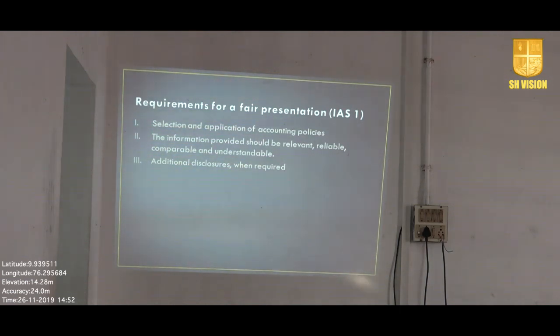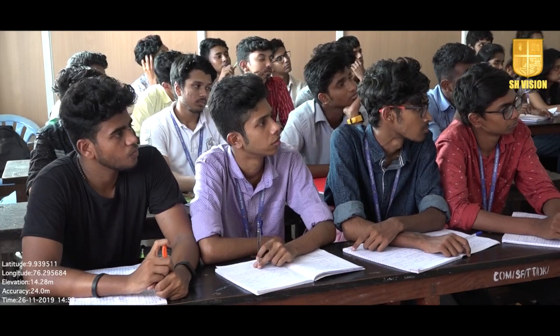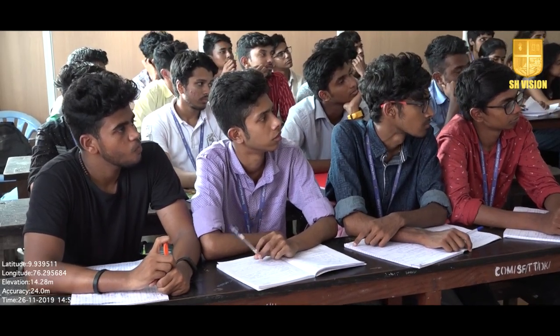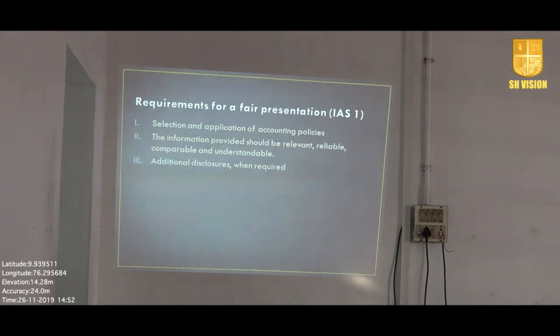So the third is additional disclosures when required. If there is any additional disclosure required. So in the case of an asset, you know that depreciation is calculated in several ways. So it should be disclosed which method we are using to calculate it. So that is about the requirements.